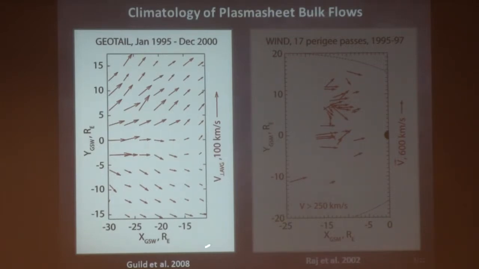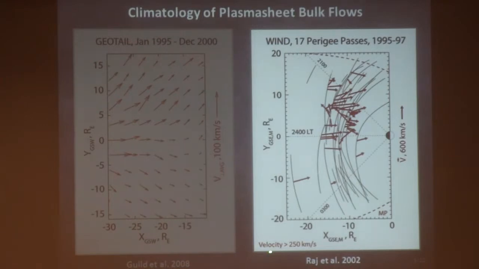From Geotail averages over a 5-year period, what you see, and of course this is the dusk or pre-midnight sector and post-midnight sector over here, tailward out to minus 30 RE, is that on average the flows in the plasma sheet are larger in the pre-midnight sector.